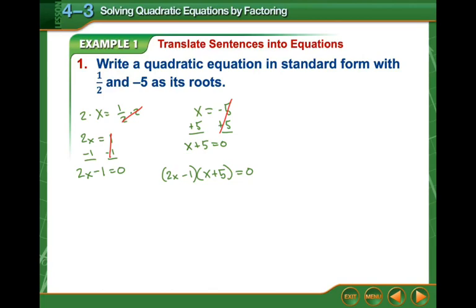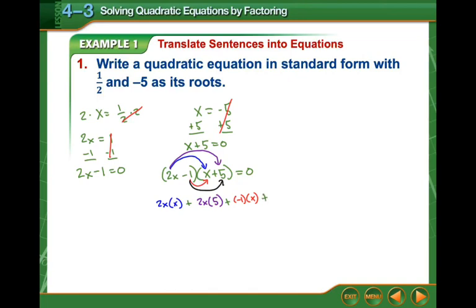So now we're going to use FOIL. So we're going to go first, outer, inner, and last. So for those first two, 2x times x. And then the outer, we got 2x times 5. The inner, we have a negative 1 times x.